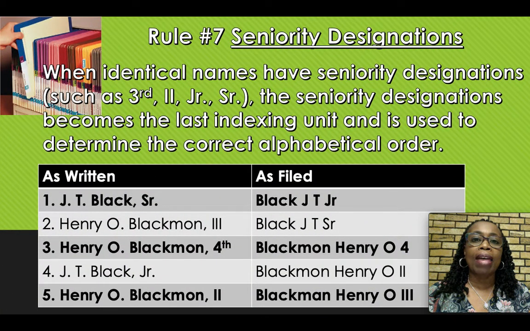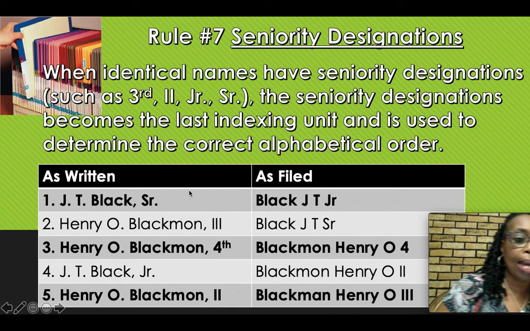Rule number 7, seniority designations. When identical names have seniority designations such as the third, the second, junior, and senior, the seniority designation becomes the last indexing unit and is used to determine the correct alphabetical order.